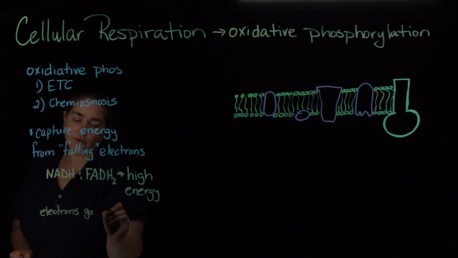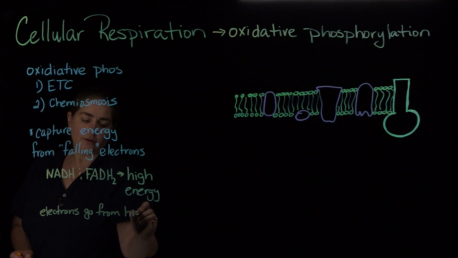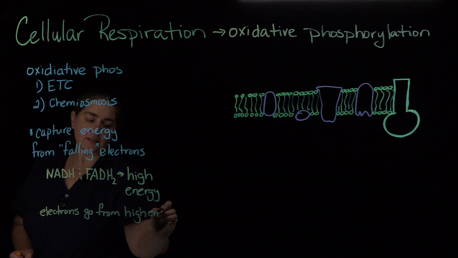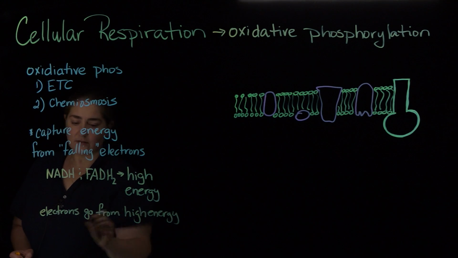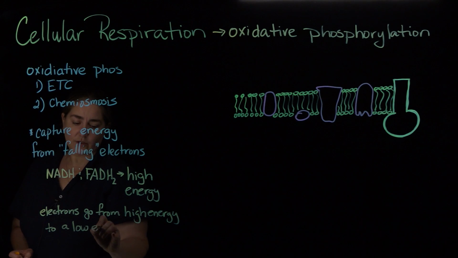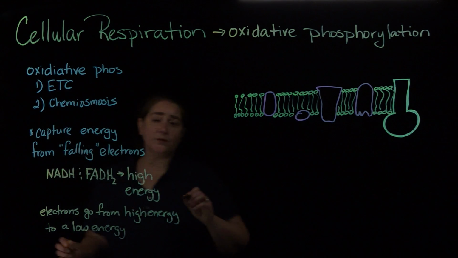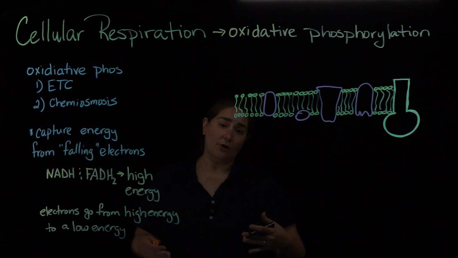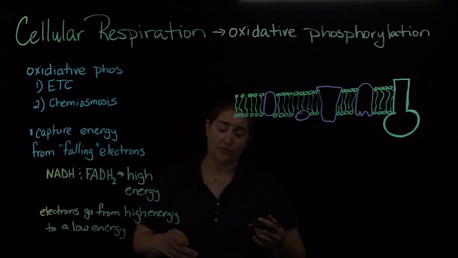So when we talk about falling electrons, our electrons are going to go from a high energy state to a low energy state. That's what it means for the electrons to fall. They're going from high energy to low energy.